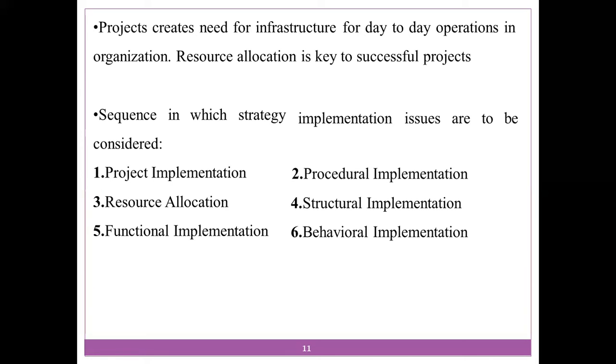Starting with project implementation, how well the project is implemented. Then the second is procedural implementation, how well the procedure is implemented. Procedure leads to methods, a way of doing work, and how well that method works. Then third is resource allocation, how well the resources are allocated to different persons or different departments in the organization. Then structural implementation, how the structure works in the organization. Then functional implementation, how well the functional departments work. If I'm talking about sales and production, these are all functional areas of any organization, and how well the rules or the strategy are implemented there.